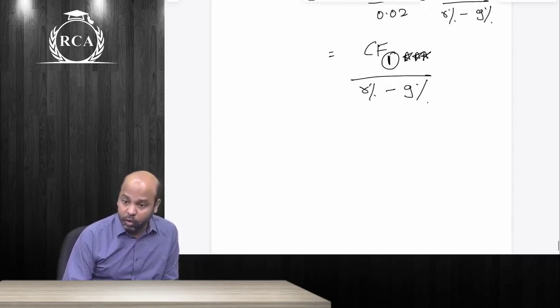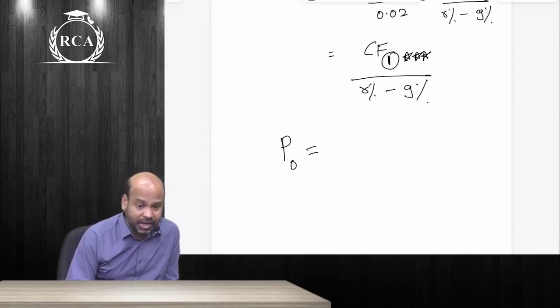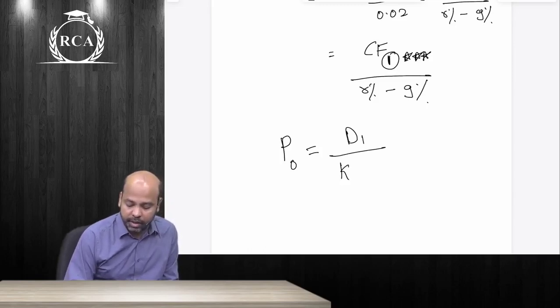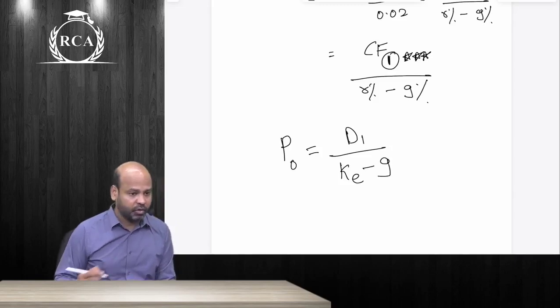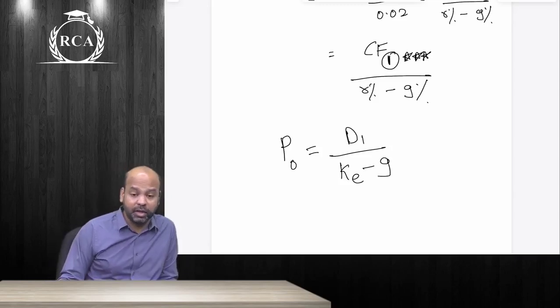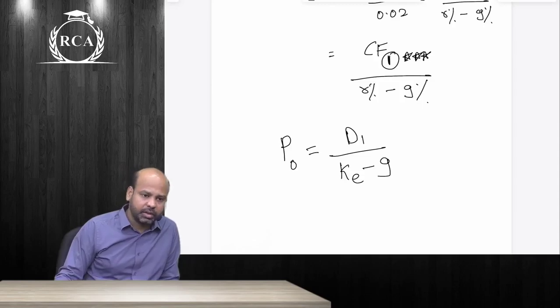So if you were to value an equity share which is paying a dividend which is growing at a constant rate, the formula will become D1 by ke minus g. This is what you've learned as price of an equity share. समझ में आ रहा है?